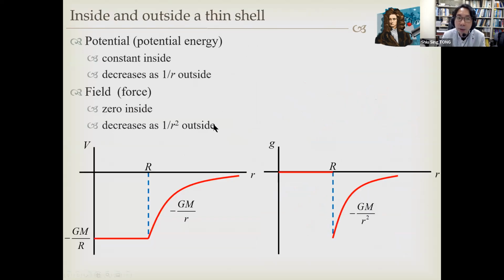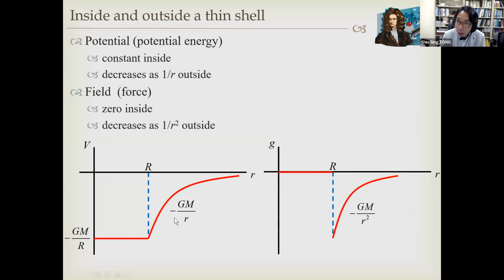Now, how about the potential energy? Let's take a look at the field strength, the G, first. The G is inversely proportional to R squared outside and it's negative. So it goes like this. It's negative in value and the magnitude decreases as 1 over R squared. So it becomes like this. And inside the shell, the G is 0.